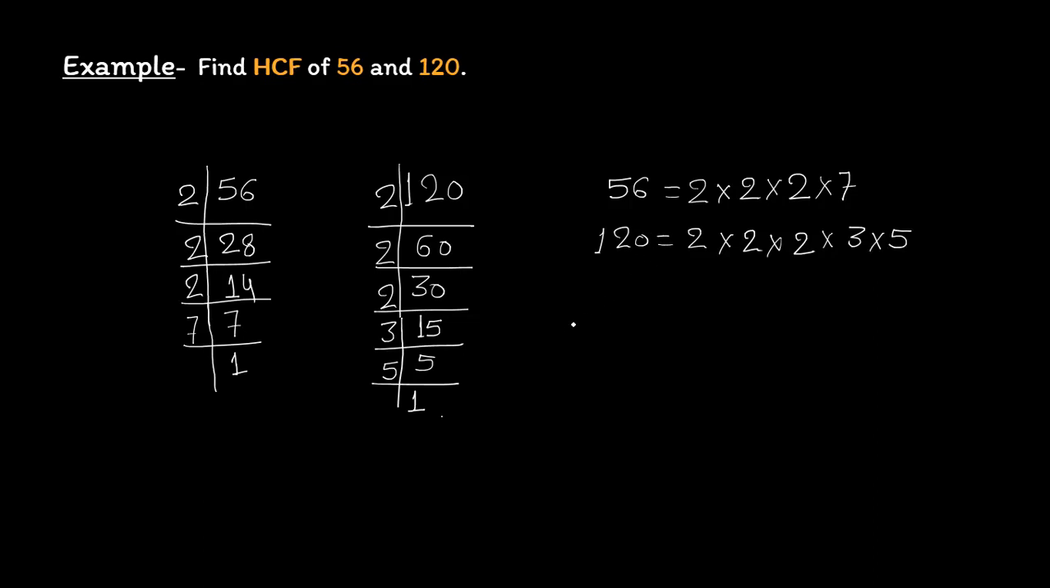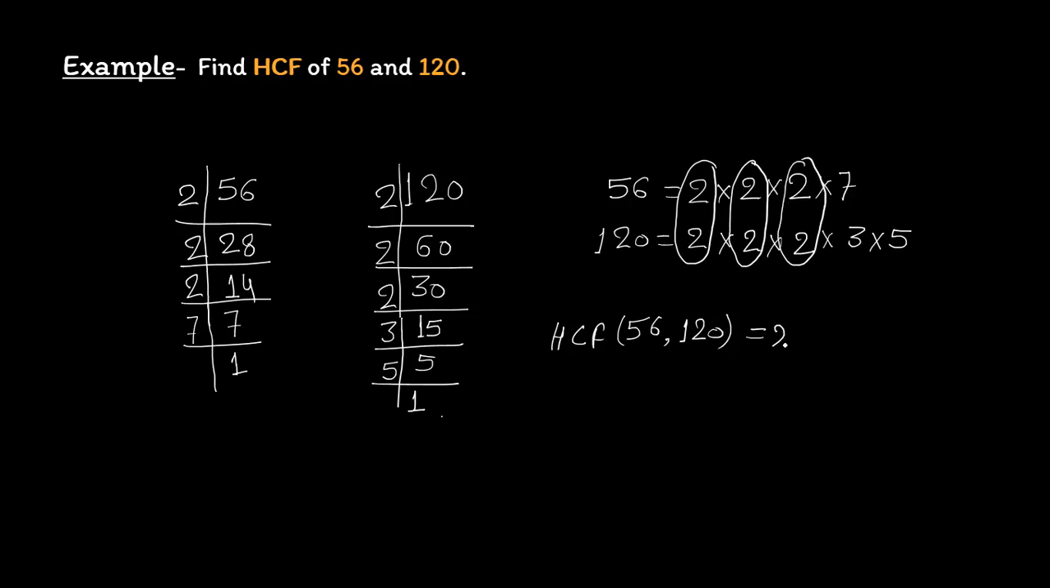Now the next step: HCF of 56 and 120 is equal to their common factors, which is 2, 2, and 2, which is equal to 2 times 2 times 2 is equal to 8. So HCF of 56 and 120 would be 8.